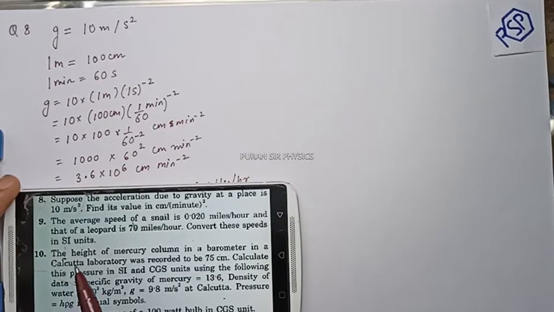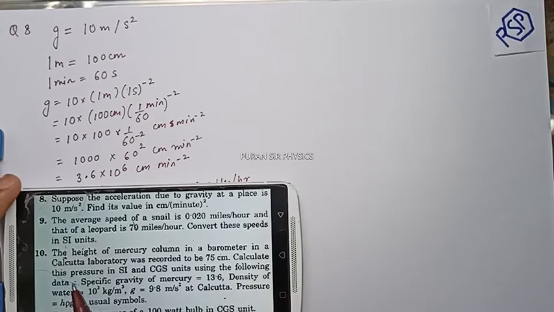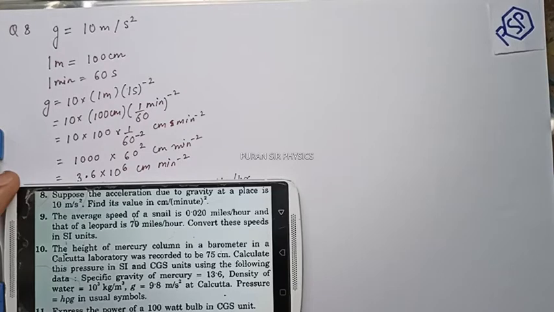In question number 10, the height of a mercury column in a barometer in the Calcutta laboratory was recorded to be 75 centimeter. Calculate this pressure in SI and CGS units using the following data. We have been given that the specific gravity of mercury is 13.6, the density of water is 10⁻³, and the acceleration due to gravity is 9.8 meter per second square at Calcutta. Pressure is given by rho g h in usual symbols, where rho is the density, h is the height of the column, and g is the acceleration due to gravity.